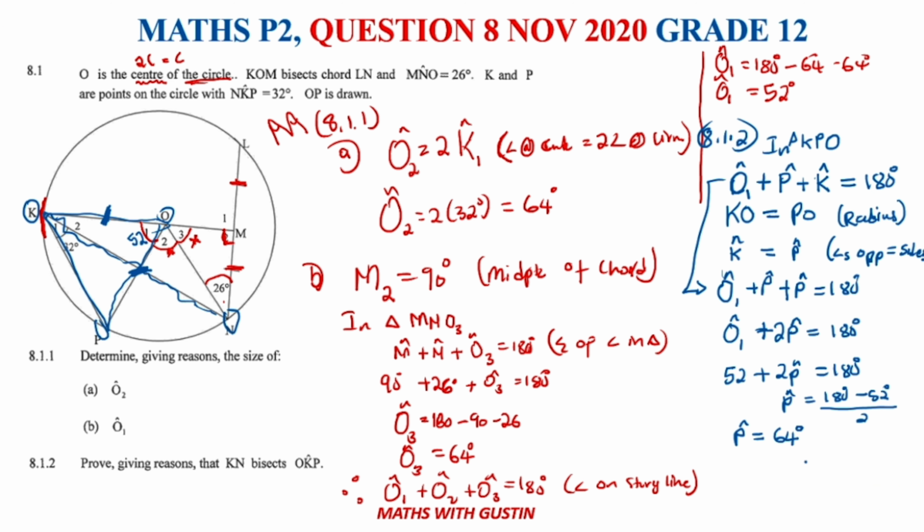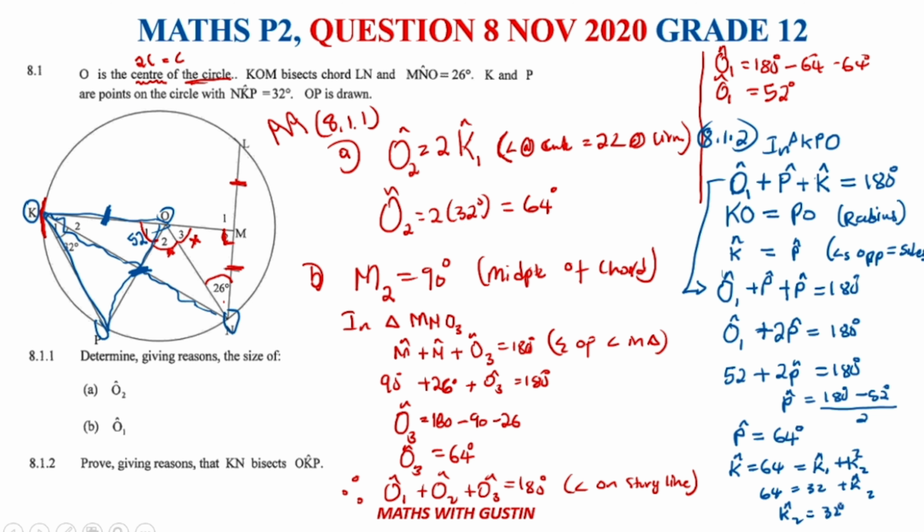Having that in mind, we know that P is equal to 64, and P is equal to the overall K, so K is equal to 64 as well. K is made up of K1 plus K2. We already know K1 is 32, so we are looking for K2 here. If they are bisected equally, then K2 will be equal to 32 degrees.